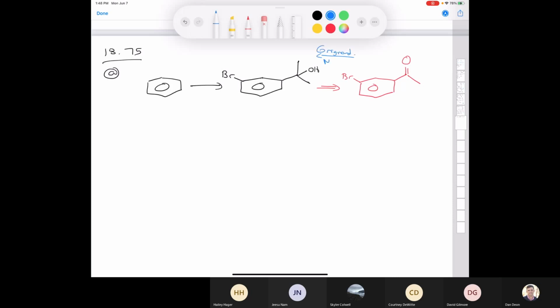Okay, I would just treat that with methyl magnesium bromide as my nucleophile, and then the acid in the second step to make the tertiary alcohol. So then the question becomes, how do I get from here to here? Well, the acyl group is a meta-director, and the bromine is an ortho-para director, so I want to install the acyl group first. Let's put in our acyl group. So we're going to use acetyl chloride, aluminum chloride, and that's going to install our acetyl group.